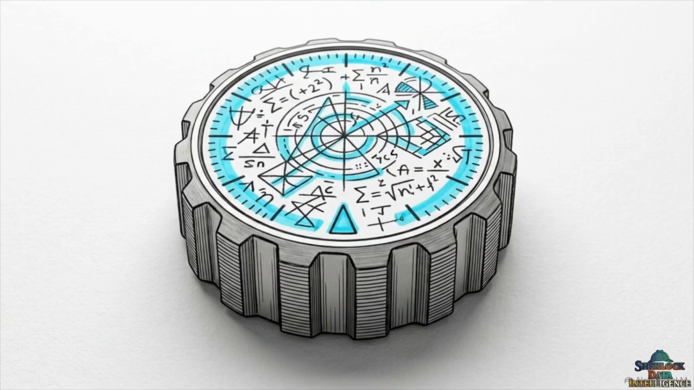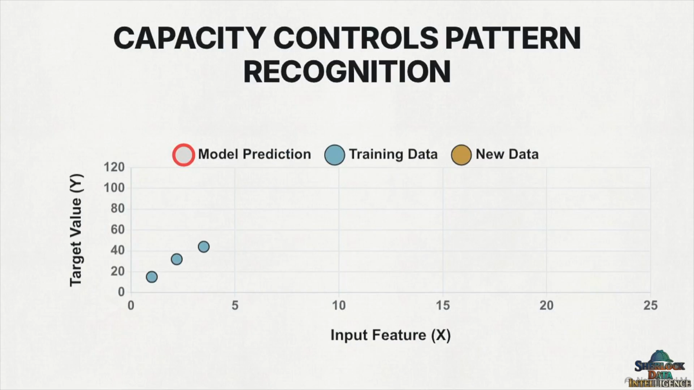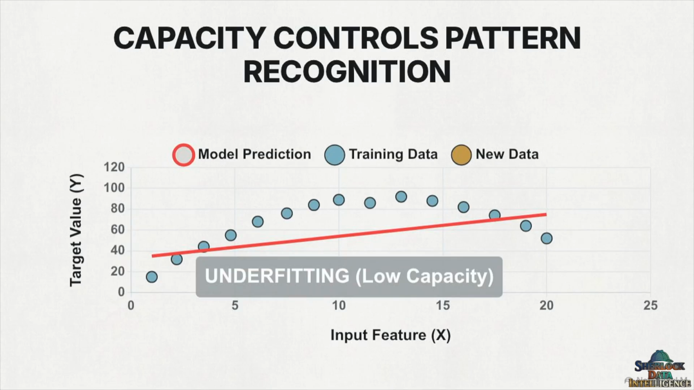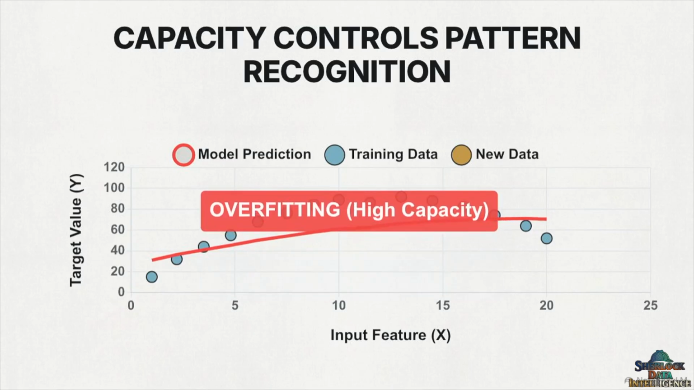The most significant dial an engineer can turn is model capacity. This setting controls how complex of a pattern the algorithm is allowed to memorize. This chart shows data points arranged in a distinct curve. When capacity is set too low, the model is too simple to recognize the shape. It draws a rigid, straight line through the center, missing the actual trend. We call this underfitting.